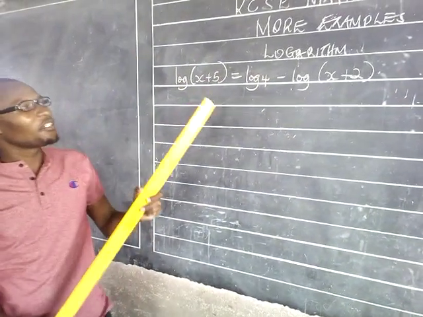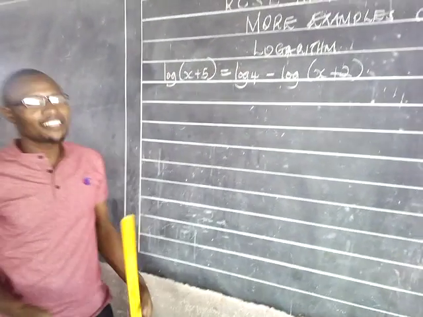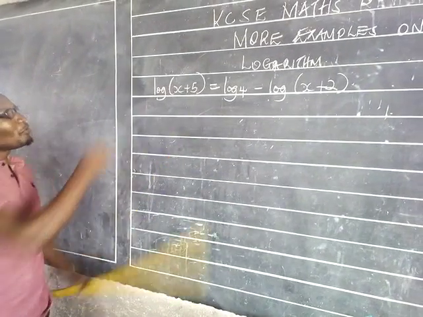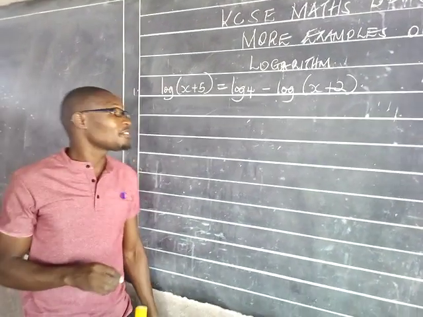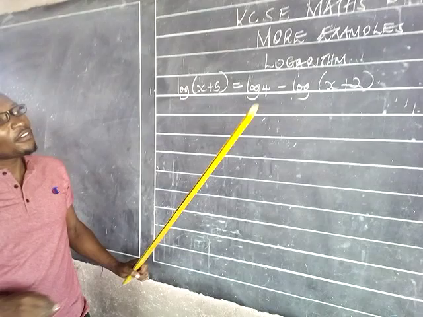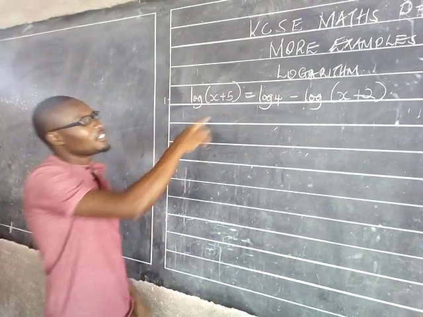Hi, hello viewers. Today we are doing more examples on indices and logarithm. There is a sample question here that I want us to look at. So if you are asked to solve a question like this, then how do we go about it?